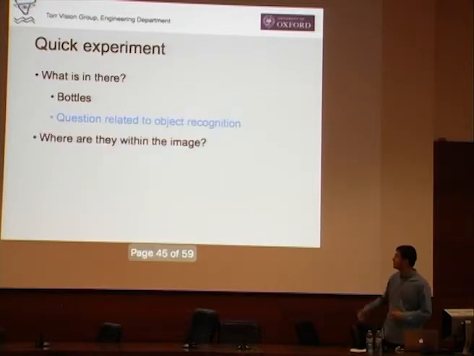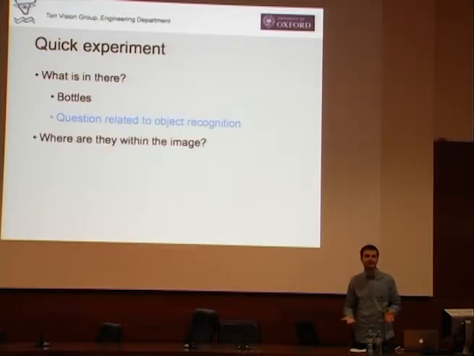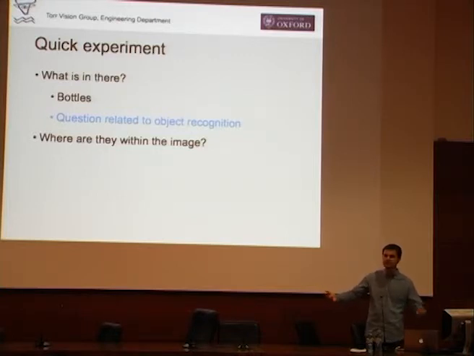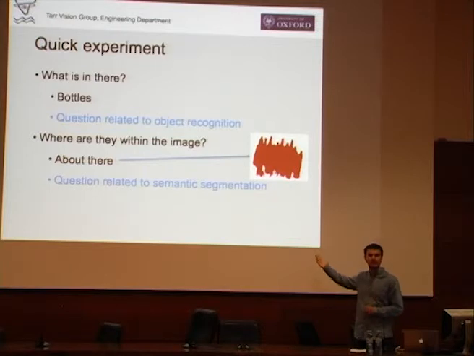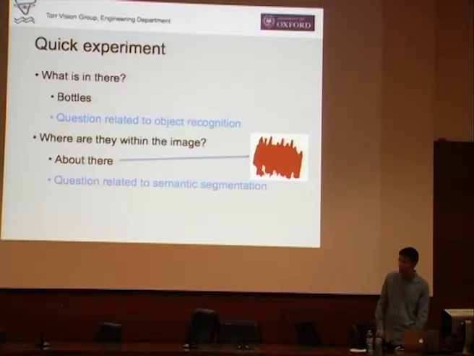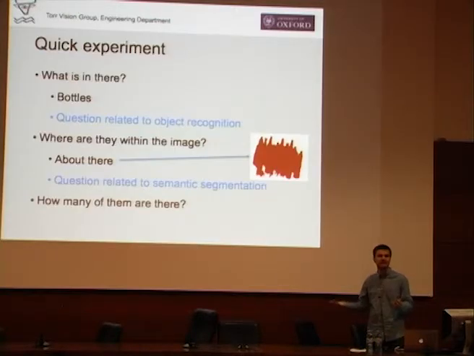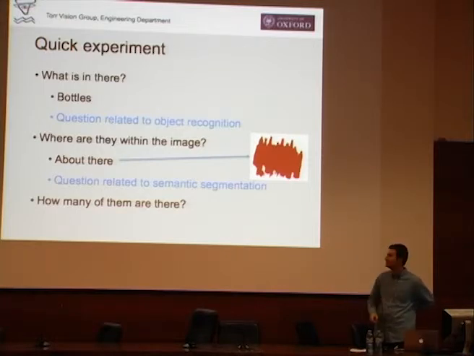Now, the next question is, where are these bottles within the image? Well, it's easy for us to say, well, they are sort of spreading across the image, sort of in the center, but covering the whole image. And again, that's quite easy for us to see. And this question is related to semantic segmentation, which is what we saw before. Now, one last question is, how many bottles are in the image? Now, does anyone know? Fine. Good.